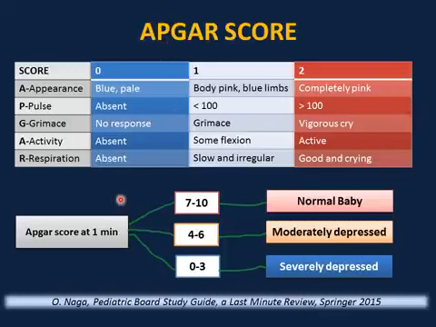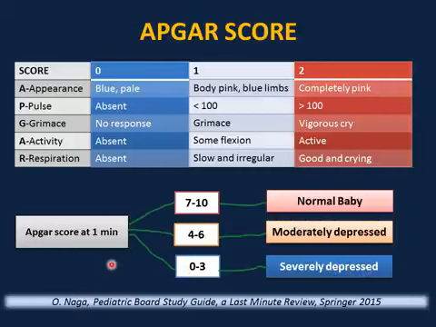To assess APGAR score, you need to do it at 1 minute, then you repeat at 5 minutes. Also, you can repeat every 5 minutes in the first 20 minutes if needed. APGAR score in the first minute between 7 and 10, this is a normal baby. Between 4 and 6, this is moderately depressed. Between 0 and 3, this is severely depressed.